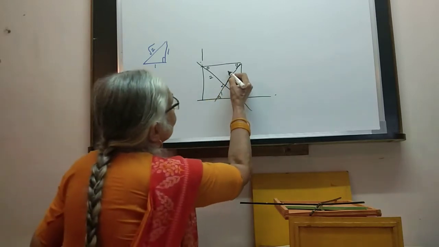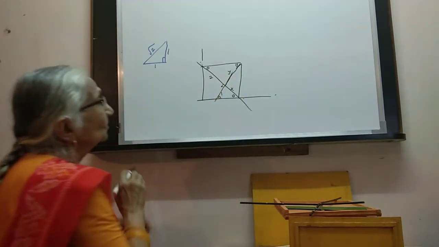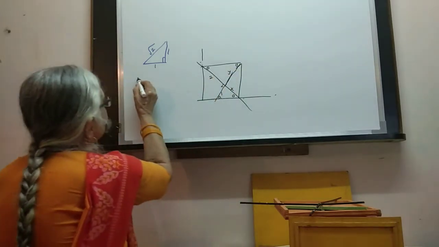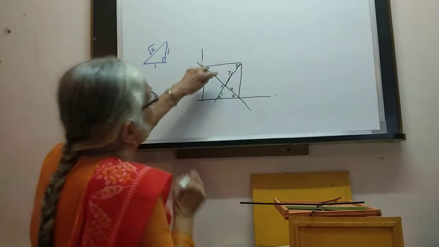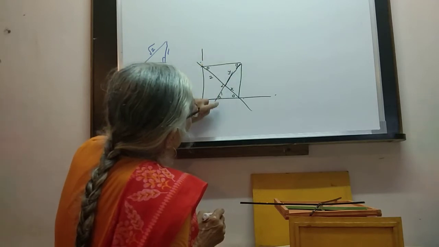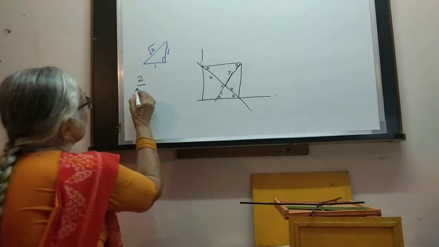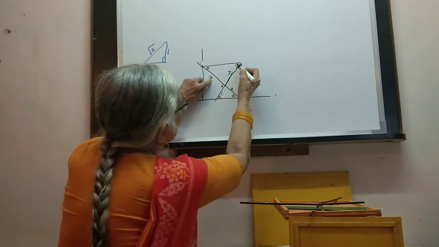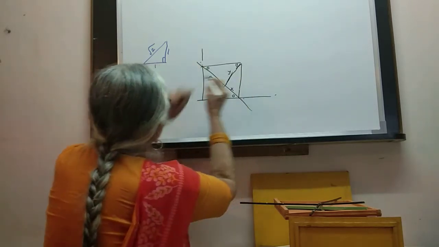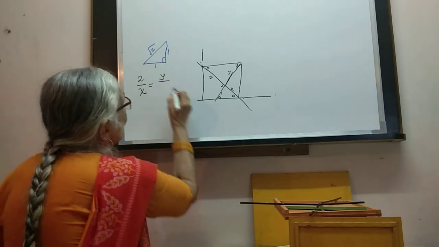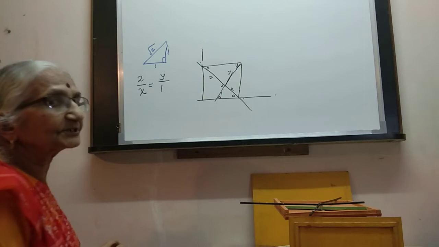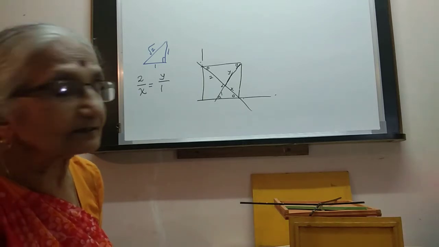Suppose we call this y. What shall we have? 2 is opposite this angle and opposite to that is x. So 2 upon x. Now 2 was opposite to this is y. Opposite to the circle here is 1. So this is one relation we get out of two similar triangles.